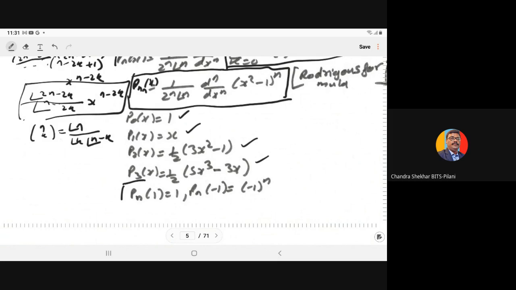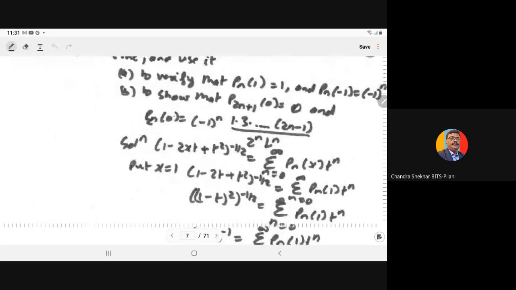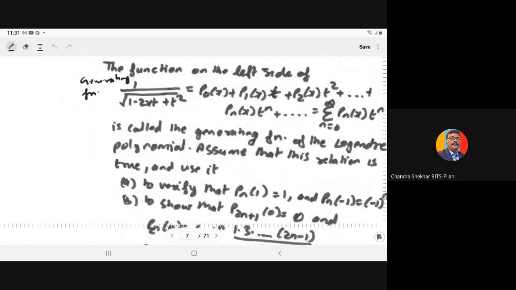P0 is a polynomial of order 0. P1 is a polynomial of order 1. P2 is a polynomial of order 2. Here we have the x square. P3 is a polynomial of order 3, and so on. So always Pn(x) is a polynomial of order n. Right? Now this Pn you can generate by this function. That's why this is called the generating function.